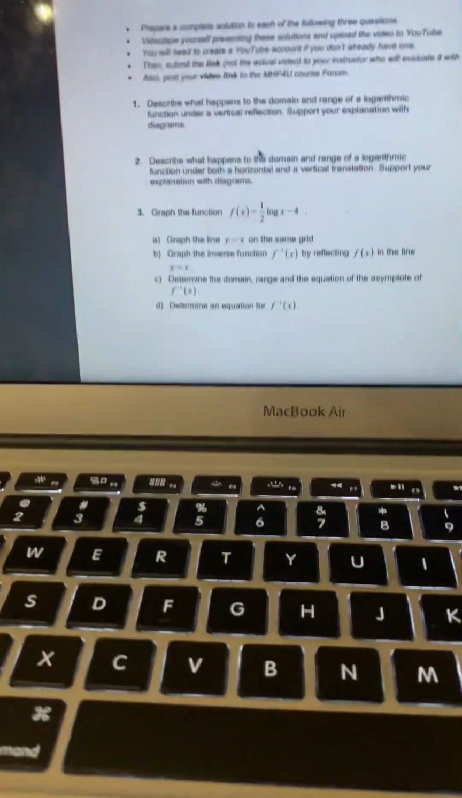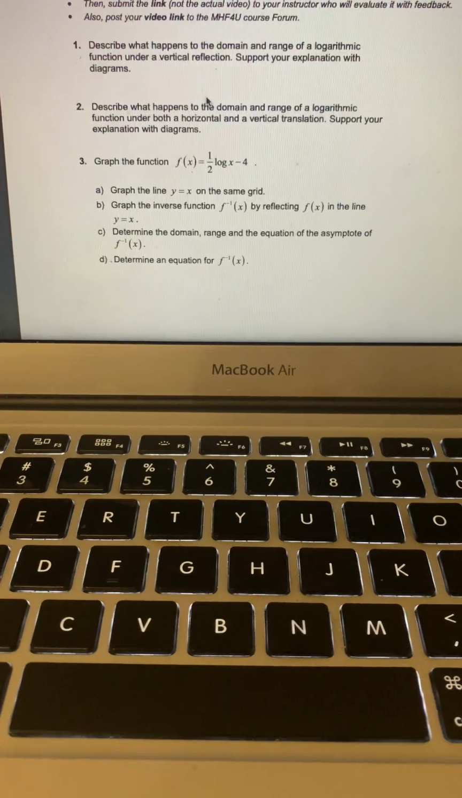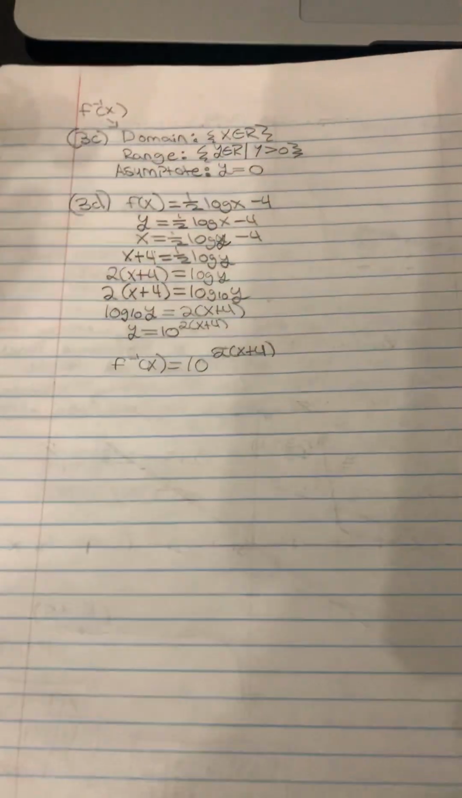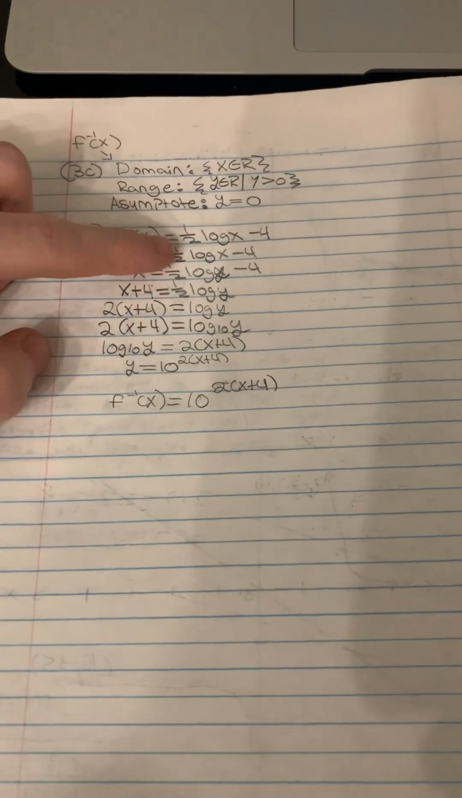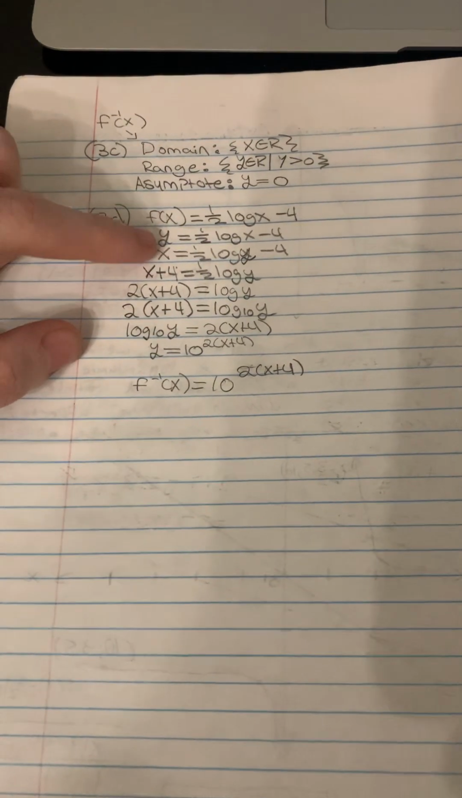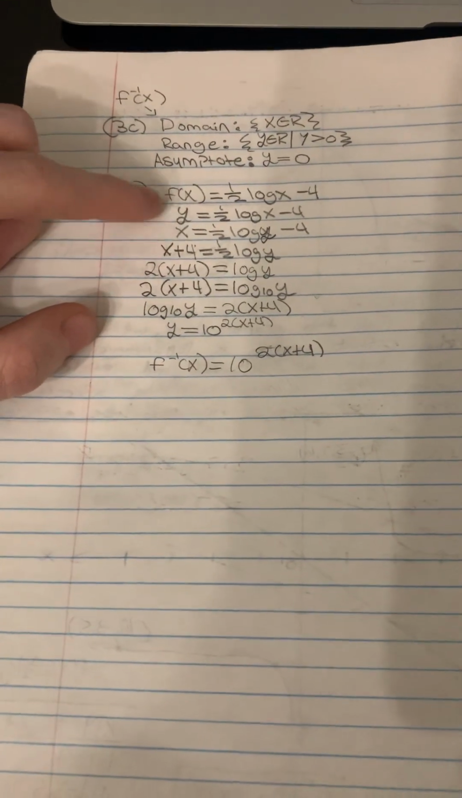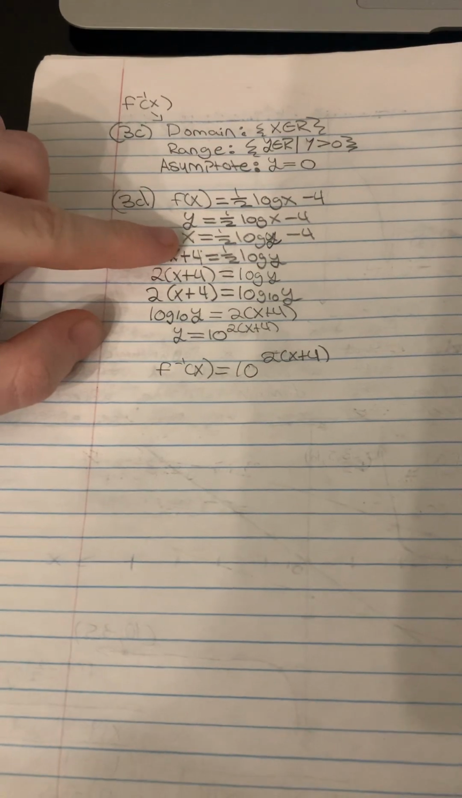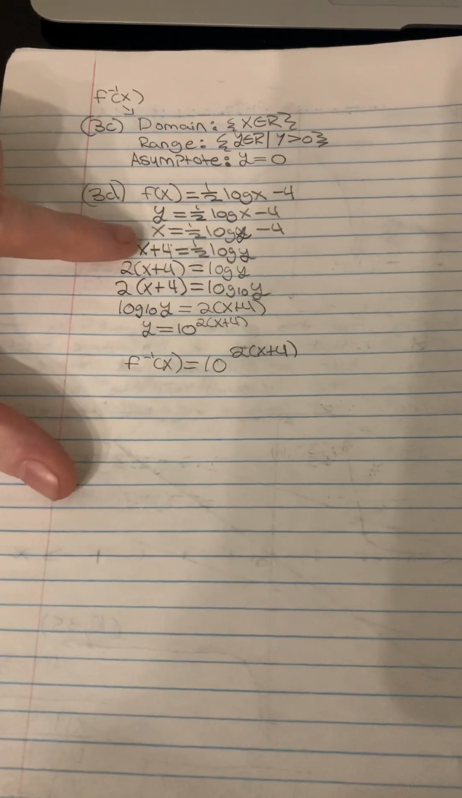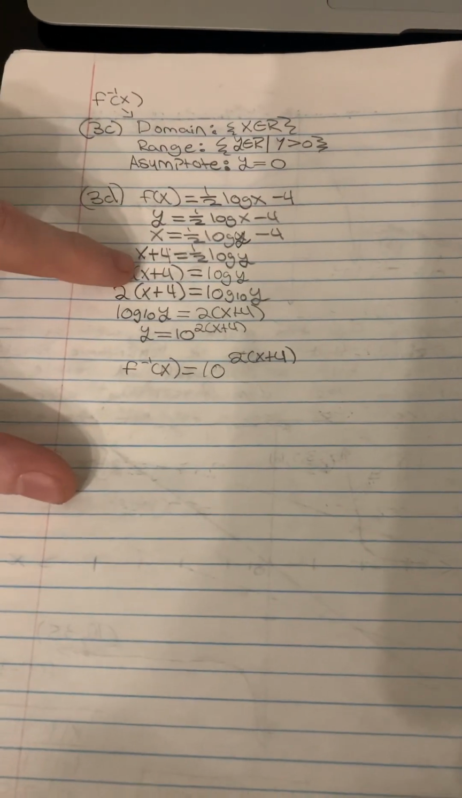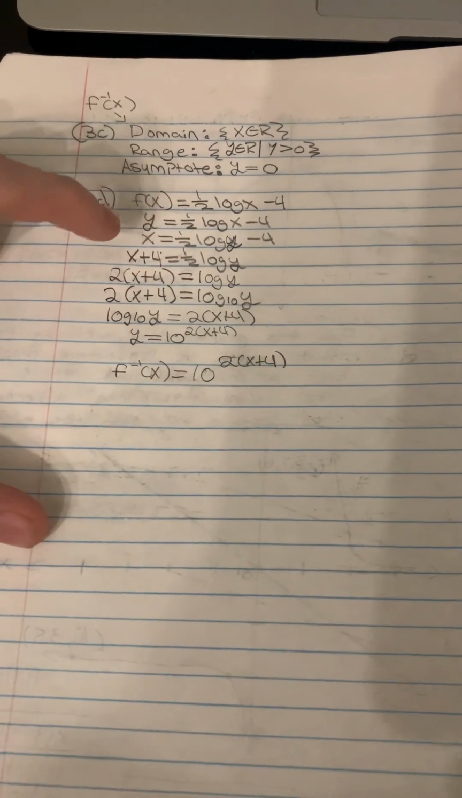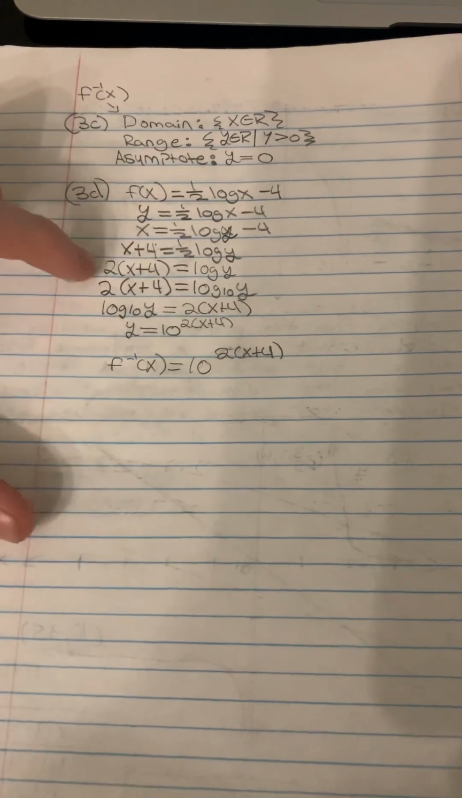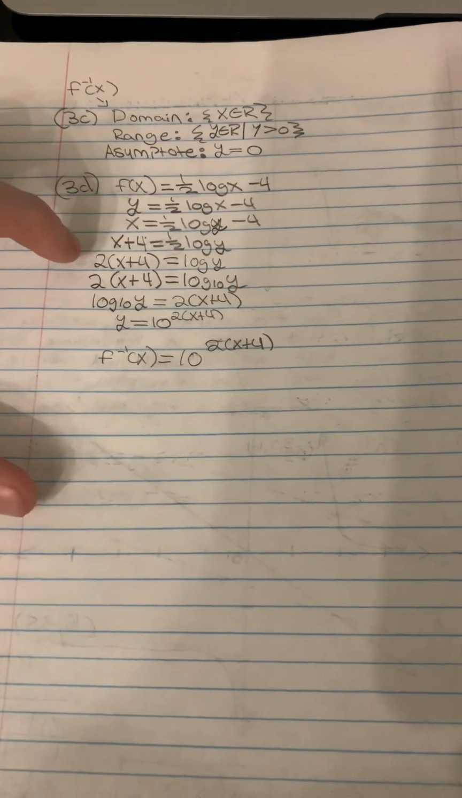So 3D asks, determine an equation for the inverse function. Here is my original one, f of x equals 1/2 log x minus 4. I've just written it with y instead of f of x. Then I switched x and y to give me x equals 1/2 log y minus 4. I then moved the 4 over, giving me x plus 4 equals 1/2 log y. I then multiplied by 2 to get rid of the 1/2, which gives me 2 bracket x plus 4 equals log y.